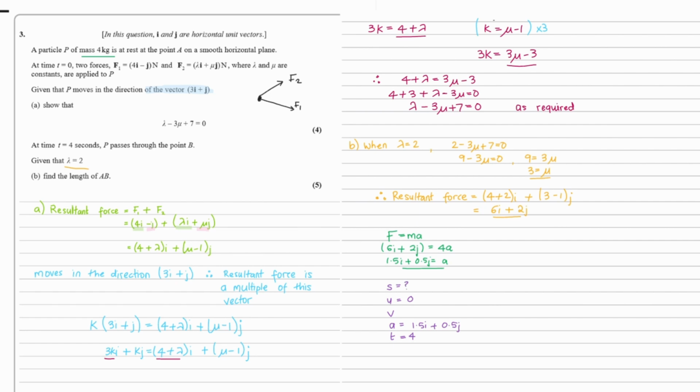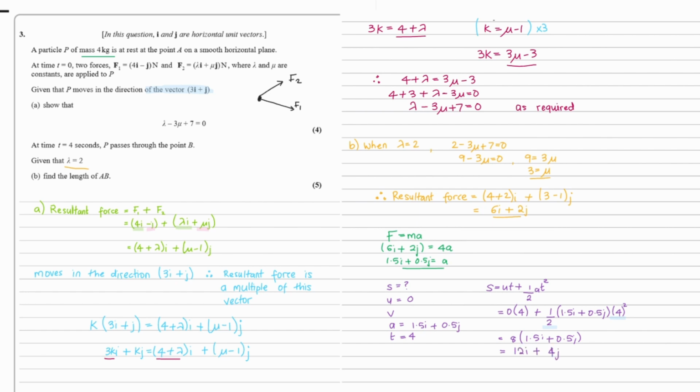So in order to find that, we will use the equation s is equal to ut plus a half at squared. If we now substitute everything in, u is 0, t is 4, and we have plus a half, our a vector, and t, which is 4 squared. 0 times 4 is 0, and a half times 4 squared is a half times 16, which gives us 8. So 8 times 1.5i plus 0.5j would therefore give us 12i plus 4j.